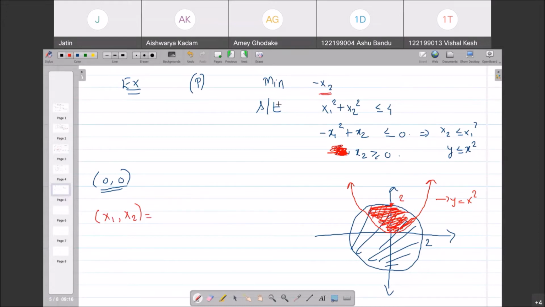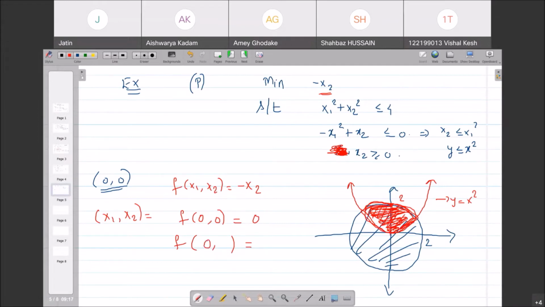What is my function? My function is f(x1, x2) = -x2. Can you tell me at which point in this region your function will take the minimum value? (0, 0), sir. What is f(0, 0)? f(0, 0) is 0. Can you give me any other point where the value will be less than 0? It should be in this region. At (0, 0) the value is 0, but that is obviously not the minimum value.